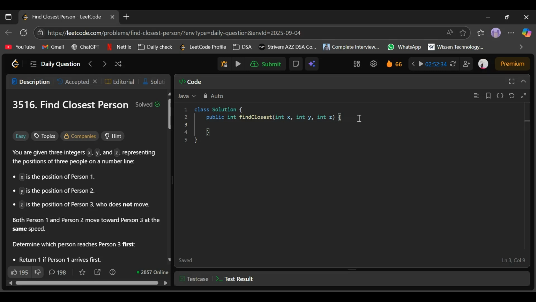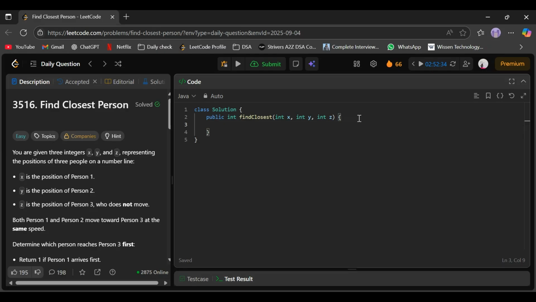Both person 1 and person 2 start moving towards person 3 at the same speed. We need to figure out who reaches person 3 first. If person 1 reaches first, we return 1, otherwise we return 2. If they reach at the same time, we return 0. So the simple intuition is that we just need to compare the distances, and that gives you the answer directly.